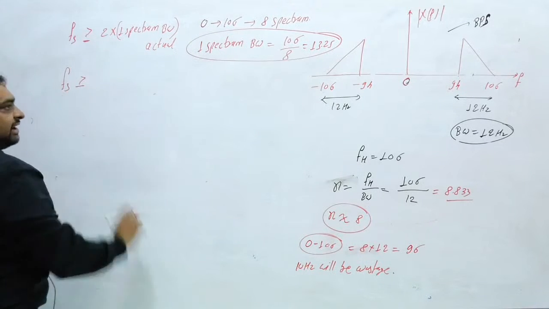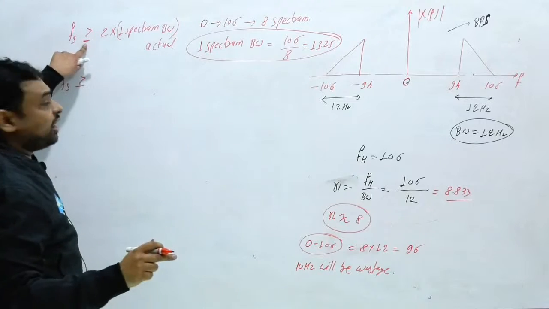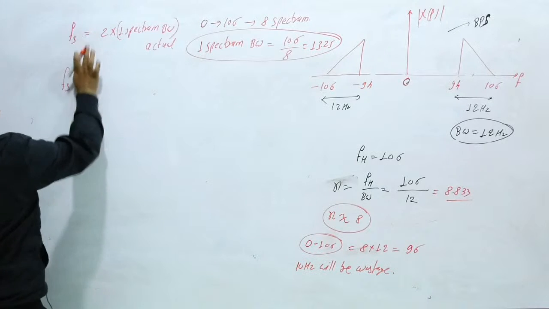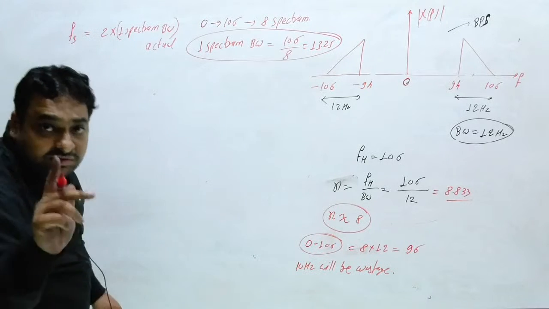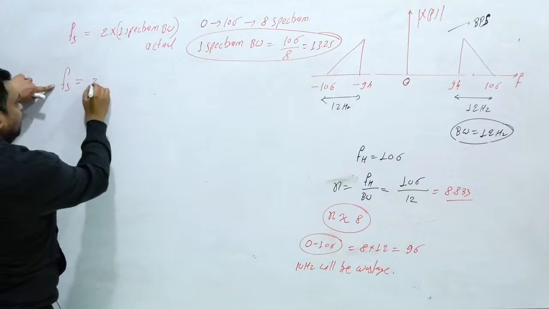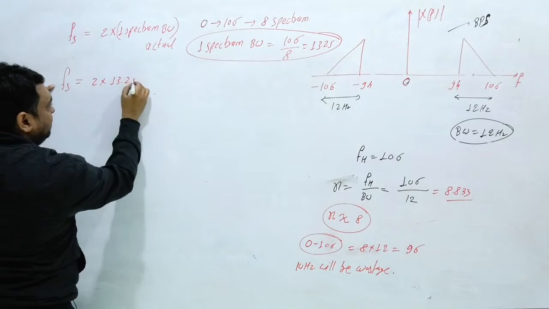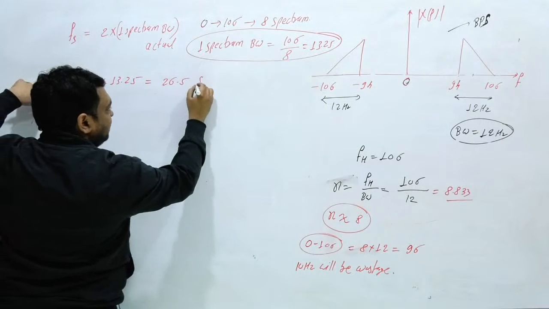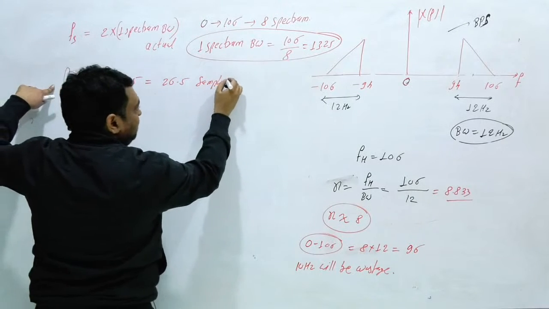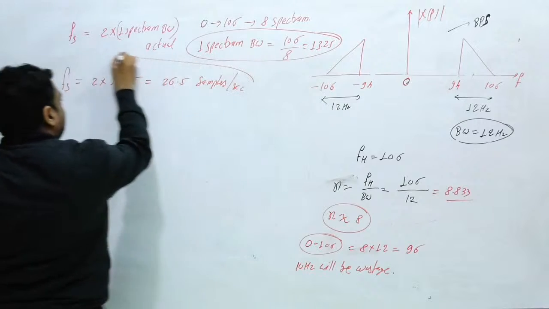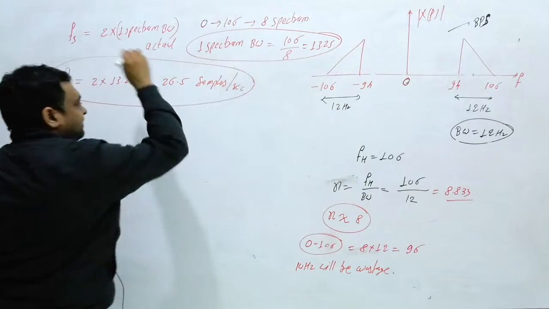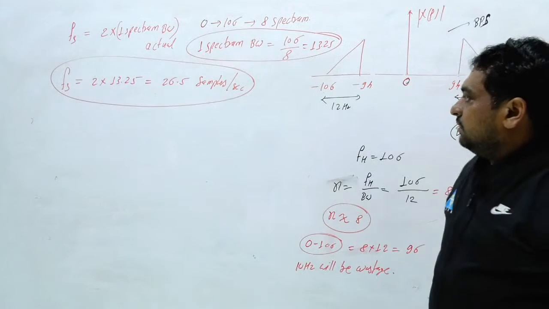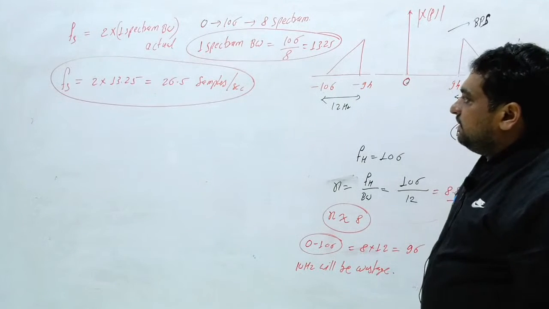Fs is greater than or equal to, right? Now here you cannot put greater than, this is fs is equal to. Fs is equal to 2 into 13.25, which is nothing but 26.5 samples per second. This will be the answer: 26.5 samples per second. Clear?